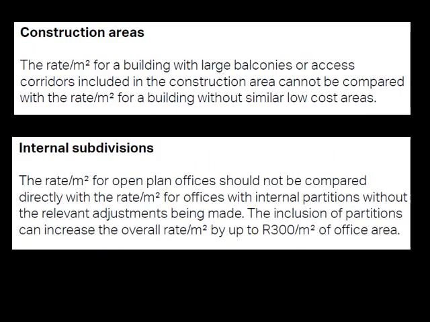Then your construction areas, the rate per square meter of a building with large balconies, access corridors, including the construction area, cannot be compared with a rate per square meter of a building without similar installations. So you just need to remember that.